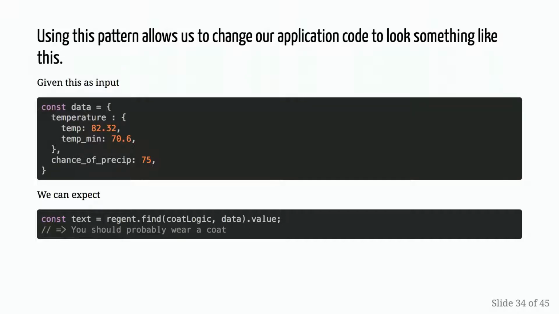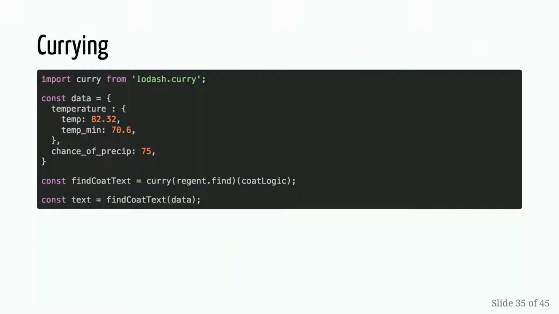All right, so a little bit of fanciness. With Regent, we keep using this, and I think this regent.find everywhere is a little bit ugly, where you pass in coatLogic and data. We took a nod from Lodash and, to support currying, we decided to go this way.